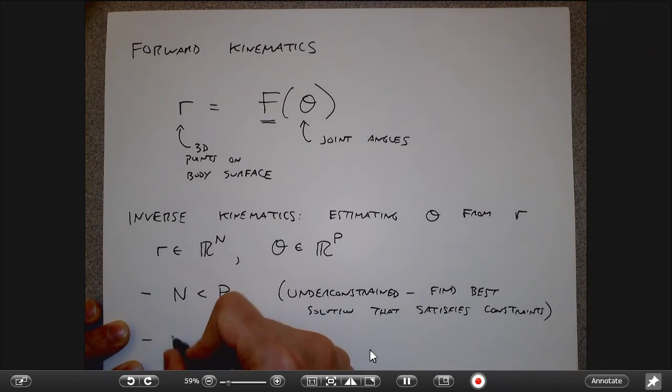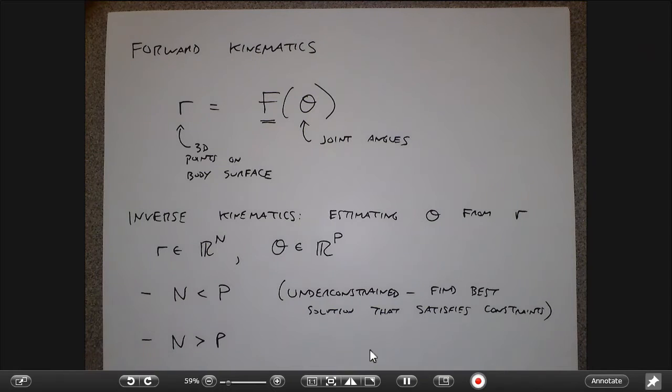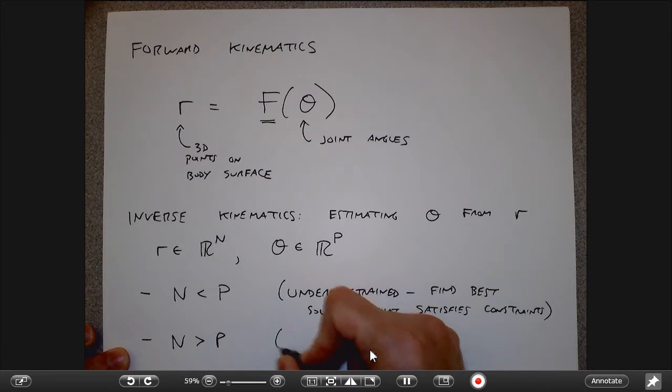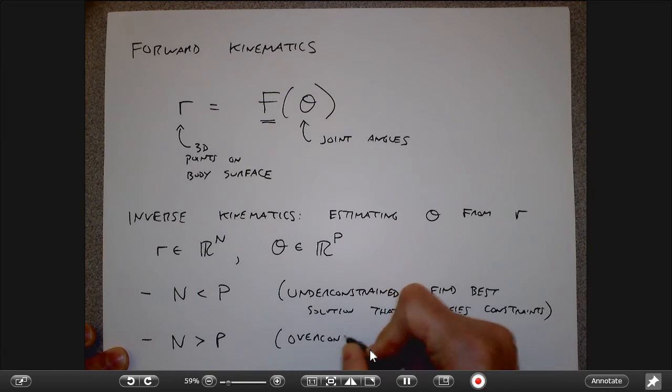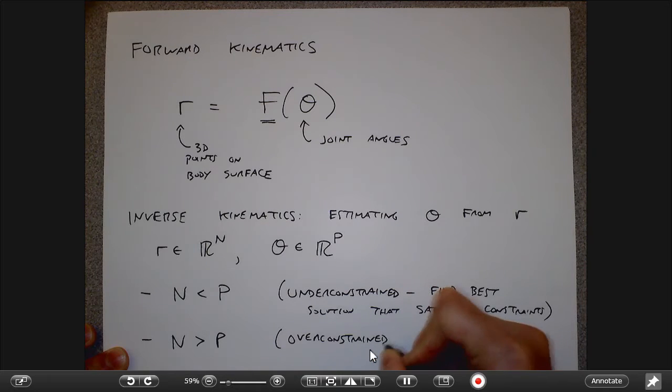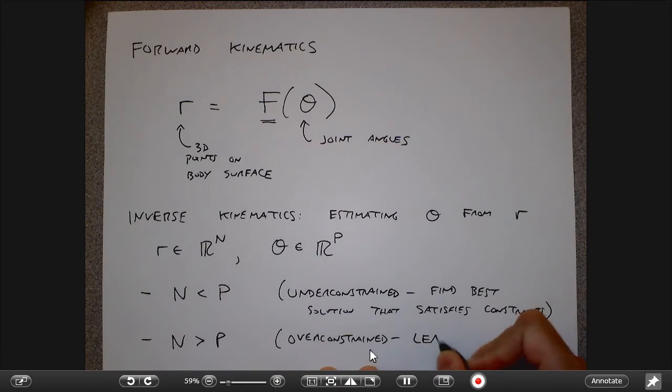The other situation is when n is bigger than p. That means I have more observations on the body than I do joint angles, and that's an over-constrained situation, right? I have too much information and can't find thetas that are exactly consistent with all of those observed surface positions. So I have to find some sort of optimization algorithm that tells me the closest I can get to matching the observed body positions to the ones that I would predict with theta. So this is over-constrained, and in this case we need to do something along the lines of a least squares solution.